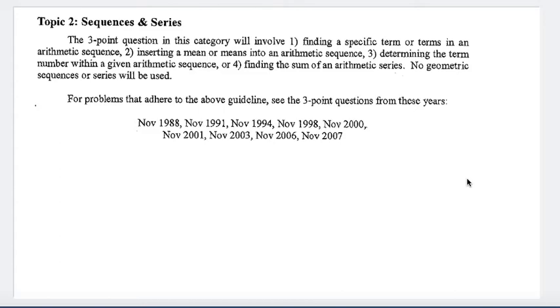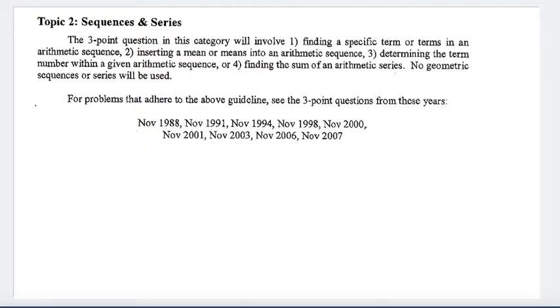Okay, math themers, the second category for the second meet is sequences and series. The 3-point question in this category will involve finding a specific term or terms in an arithmetic sequence, inserting a mean or means into an arithmetic sequence, determining the term number within a given arithmetic sequence, or finding the sum of an arithmetic series. No geometric sequences or series will be used. This is for the 3-point question.